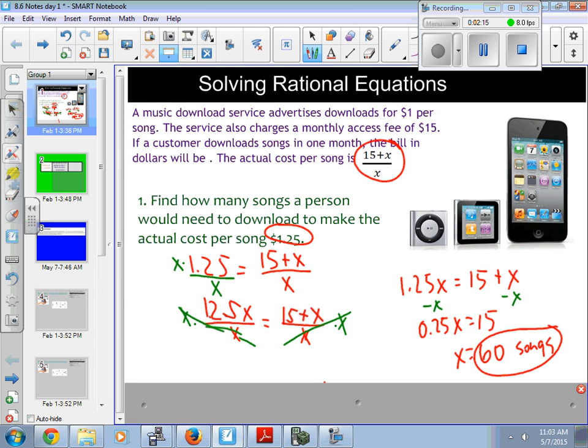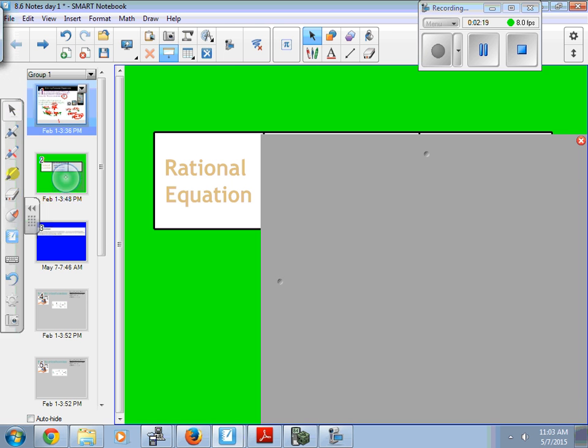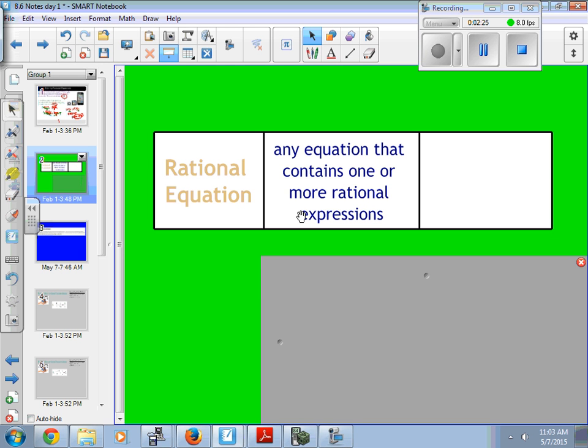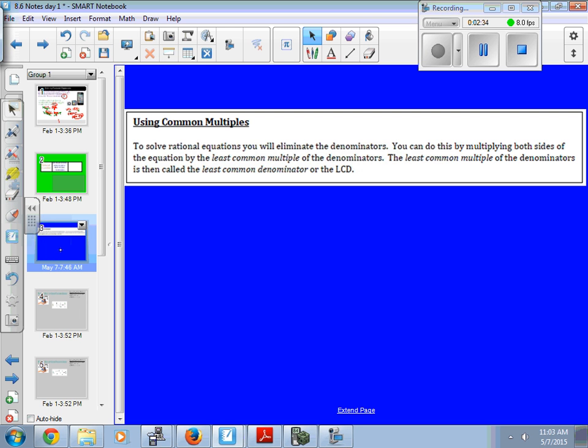So the key to doing these problems is you want to get the same denominator, a common denominator, on both sides. All right, so rational equations. Remember, that's any equation that contains one or more rational expressions. So we're going to be solving problems that have one or more rational expressions. And the key to solving rational equations again is to eliminate the denominators. You can do this by multiplying both sides of the equation by the least common multiple of the denominators. And we talked about how to find the least common multiple, or least common denominator.